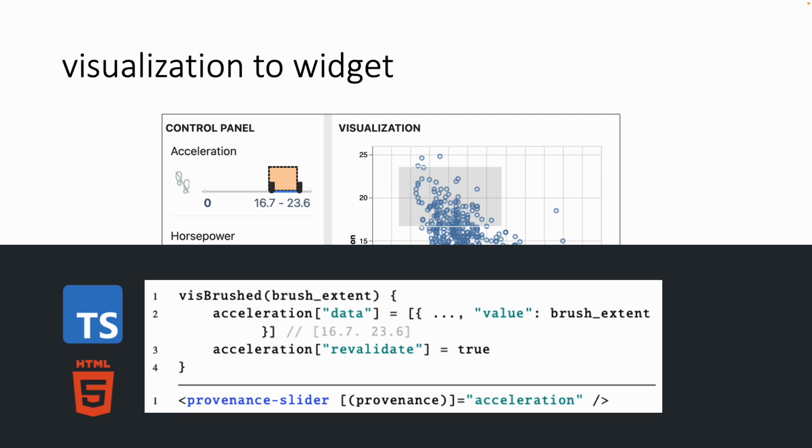Now, to program this in the HTML, we override the provenance property by mapping it to a model variable, say acceleration. Then in TypeScript, we define a function, for example, visUpdated, that captures the brush events in the visualization and appends it to the data property of the acceleration provenance model. We also set the revalidate property to true to refresh the visualizations.